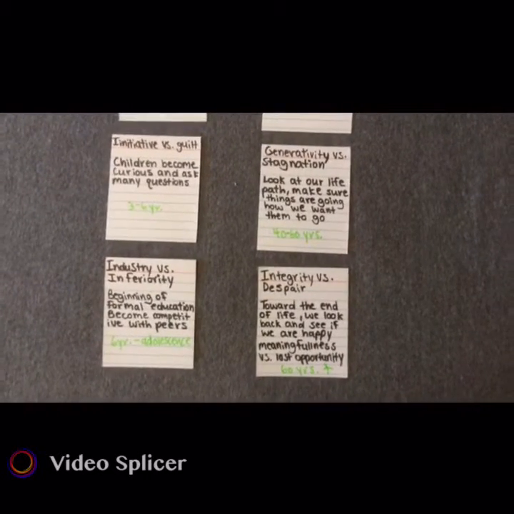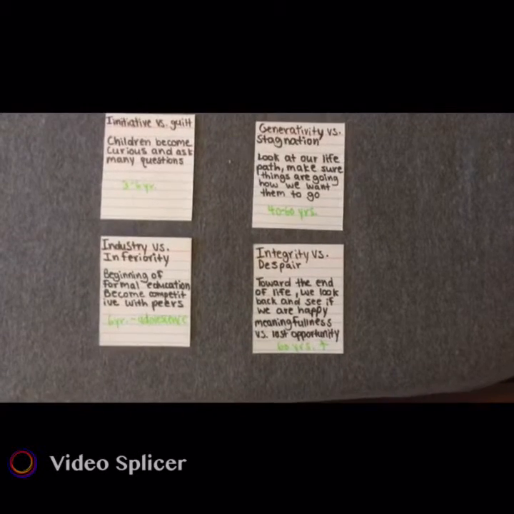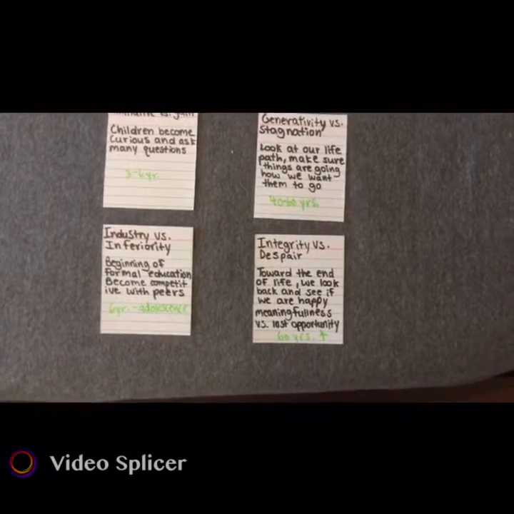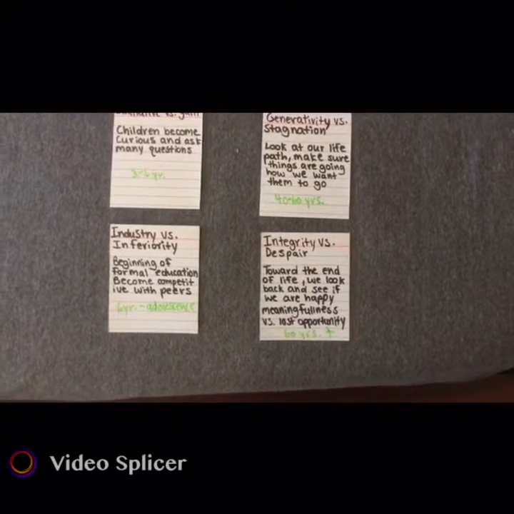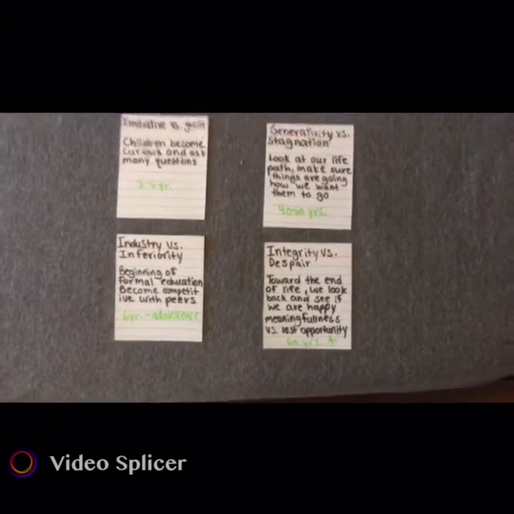The next and final stage is integrity versus despair. This occurs towards the end of life. We look back and see if we are happy, and we decide if we have a life of meaningfulness versus lost opportunity. This occurs from 60 years onward.